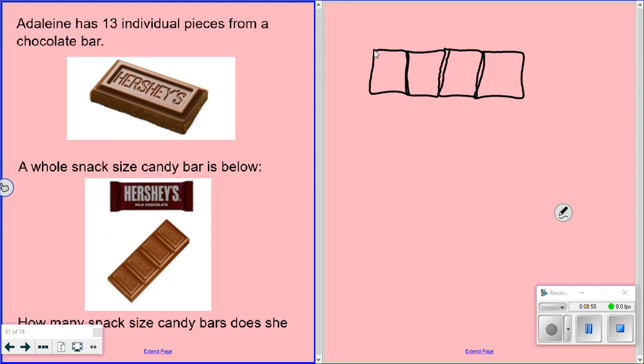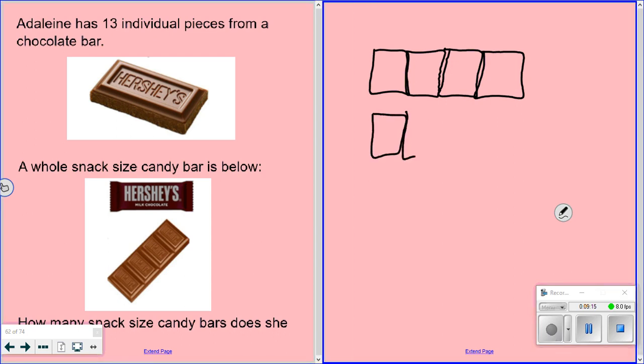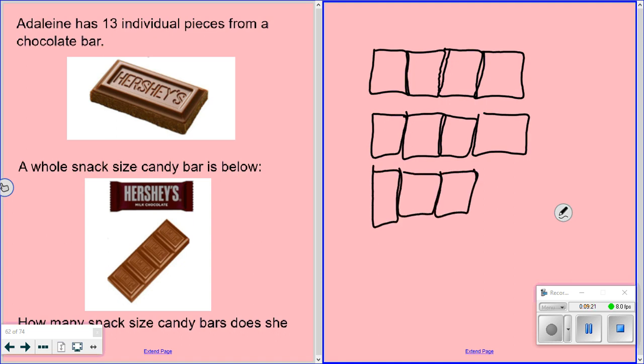You have a question? Show me with your fingers how many snack bars, whole snack bars, she was able to make. I see a lot of 3s. Very good. I should have 3 whole snack bars made with my pieces.